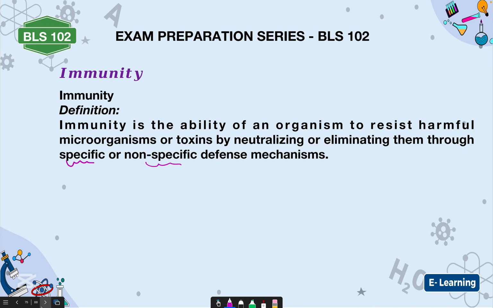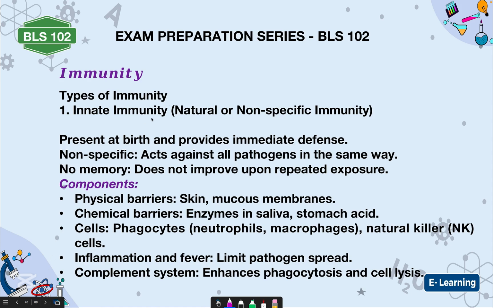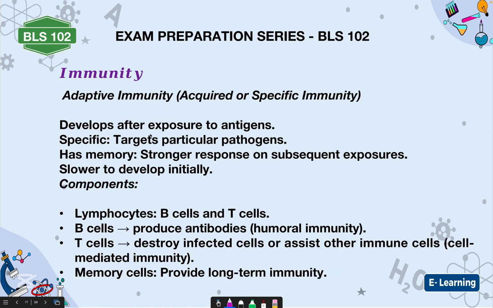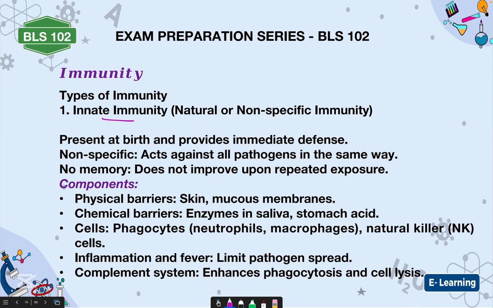Is that okay? Now, types of immunity. Basically, there are two types of immunity. We have what we call the innate immunity, and then we have what we call the adaptive or acquired or specific immunity. The innate immunity is also called natural or non-specific immunity. When something is innate, it means inborn. They born you with them. So that kind of immunity that is inborn is also natural or non-specific immunity.